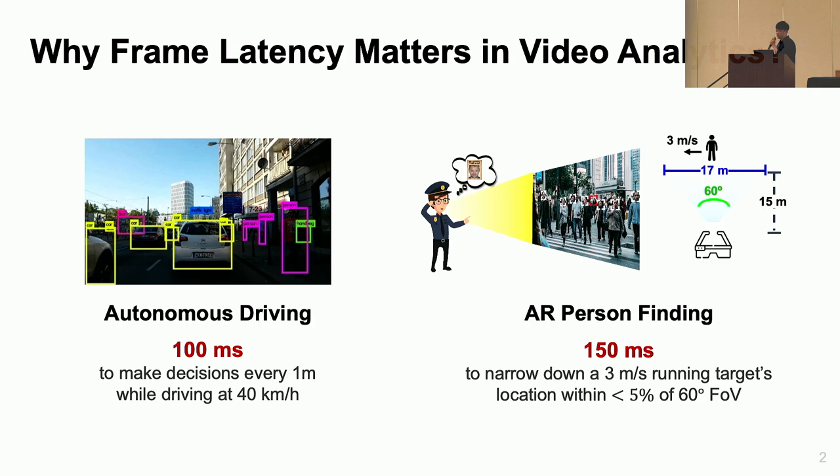So first of all, consider an autonomous driving vehicle running at 40 kilometers per hour. If the vehicle wants to make decisions every 1 meter, it should be able to analyze the live video frame within 100 milliseconds. Similarly, in an AR person finding scenario, the AR glasses should be able to track the moving target within 150 milliseconds so that the rendered bounding boxes and the actual location of the target is within 5% error of the field of view.